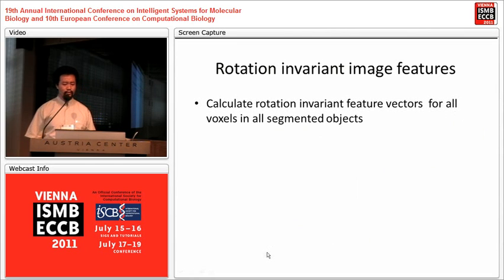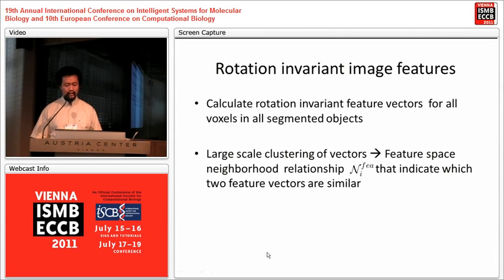We calculate the rotationally invariant feature vectors for all voxels in all segmented objects, and perform a large-scale clustering of these vectors to obtain a feature space neighborhood relationship that indicates which two feature vectors are similar.